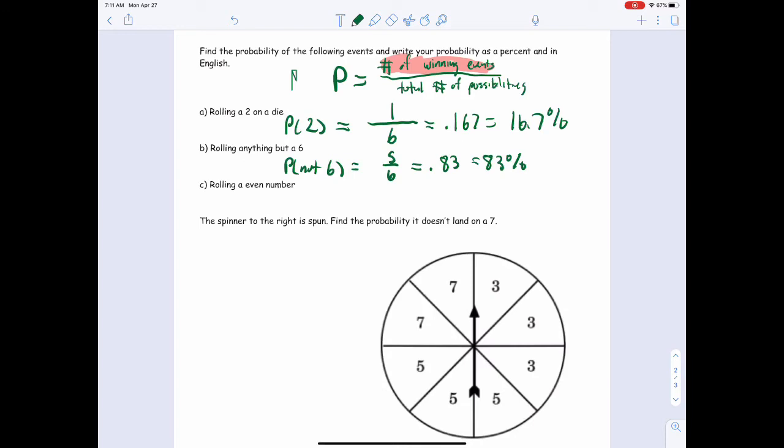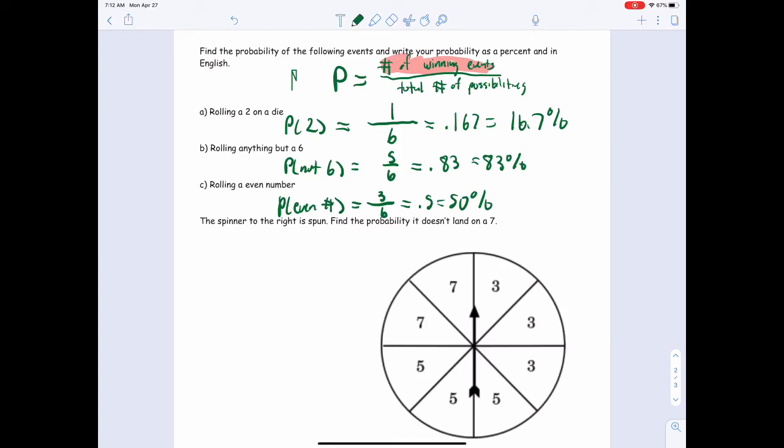Find the probability of rolling an even number. So think about how many even numbers there are on a die, and find that probability as a percent. So there's 3 even numbers on a die, 2, 4, and 6. Divided by 6, you get 0.5, which equals 50%.